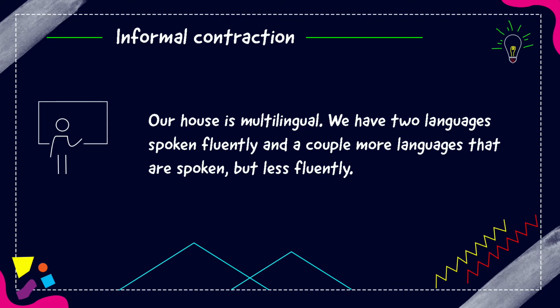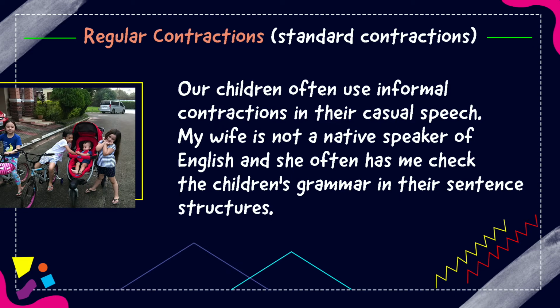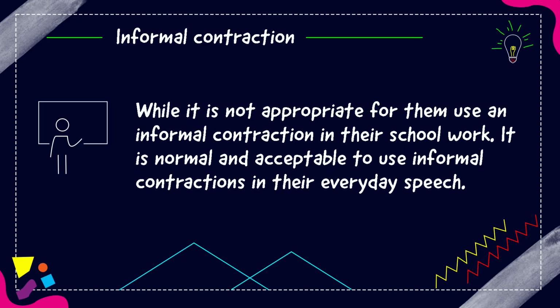Our house is multilingual. We have 2 languages spoken fluently and a couple more languages that are spoken but less fluently. Our children often use informal contractions in their casual speech. My wife is not a native speaker of English, and she often has me check the children's grammar in their sentence structures. While it is not appropriate for them to use an informal contraction in their schoolwork, it is normal and acceptable to use informal contractions in their everyday speech.